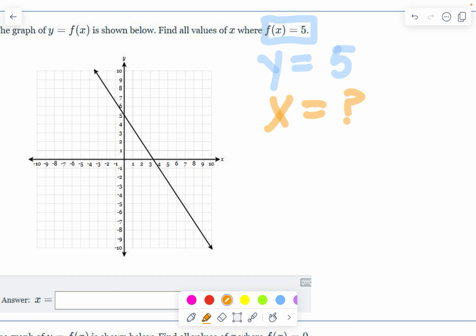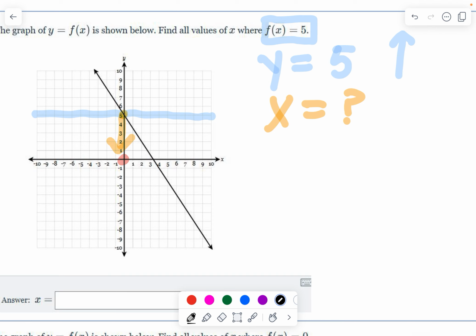So if y is 5, we're going to do the opposite of what we did in the last video. We're going to start at the origin again, 0, 0. Since y is positive 5, we're going to shift up 5 units and go from left to right and see where we are touching our function f of x. We can see that we touch it right here. And we want to know what x is. So we look down at the x-axis and it's between -1 and +1.